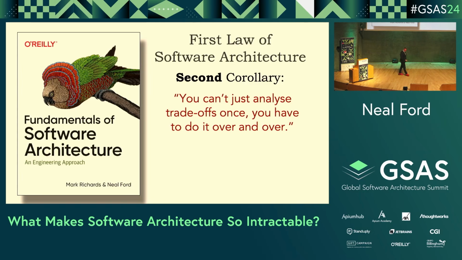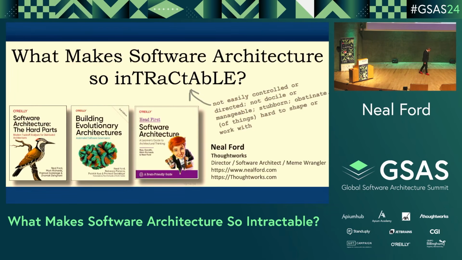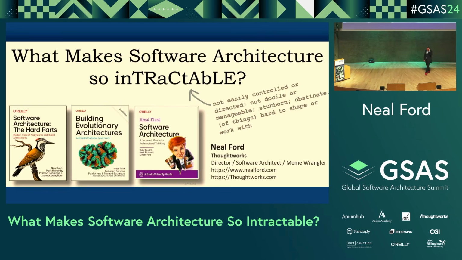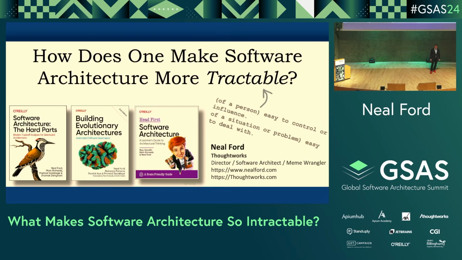Again, you can't just analyze trade-offs once. You have to do it over and over, because we can't say, oh, in distributed architectures, always pass the key. Because in a different situation, there may be different trade-offs that come up and different values associated with them. So the name of this keynote is What Makes Software Architecture So Intractable? Maybe it would be better if it was, how does one make software architecture more tractable? Rather than yelling at what's wrong with it, how do you actually make it better? And so let's talk about that.